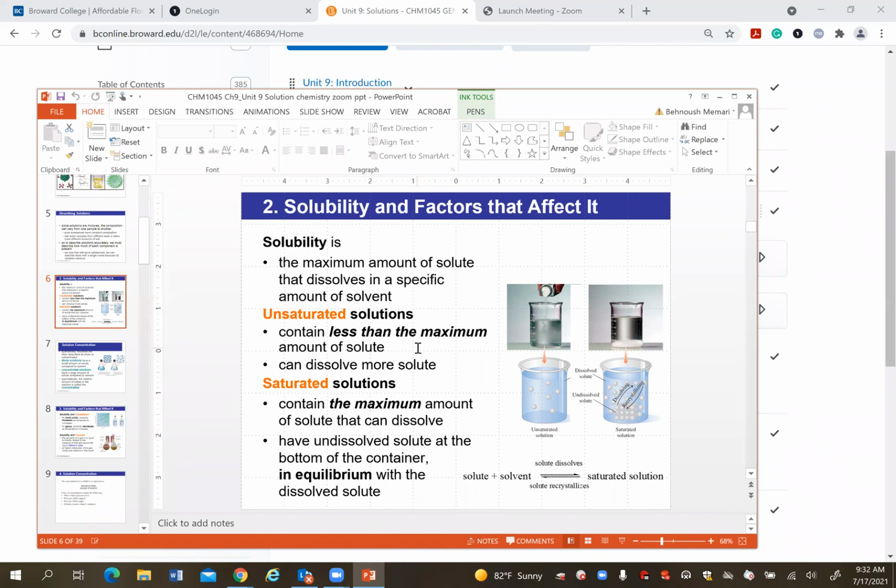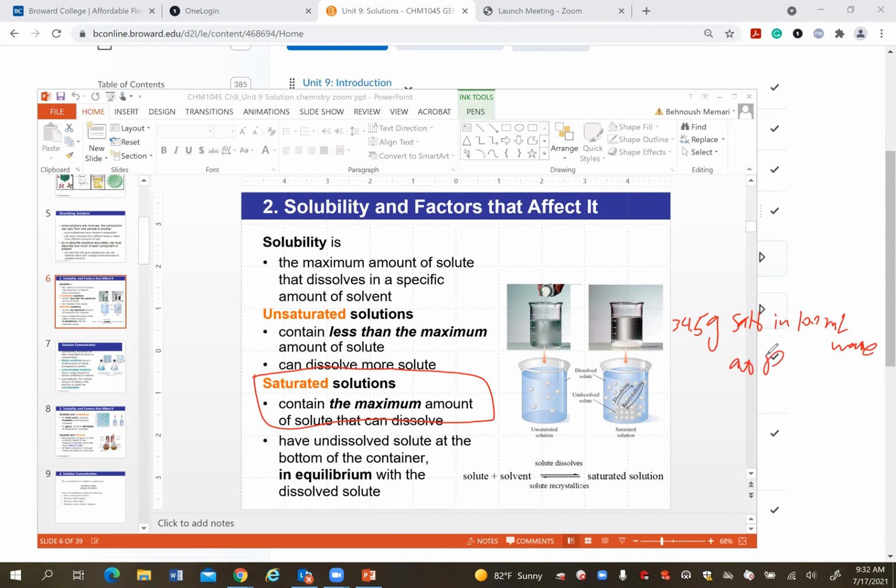If the maximum amount of the solid or solute has dissolved in solvent, that solution is called a saturated solution. With the example that we had before, if we have 34.5 grams of salt in 100 milliliters of water at room temperature, then we have a saturated solution.